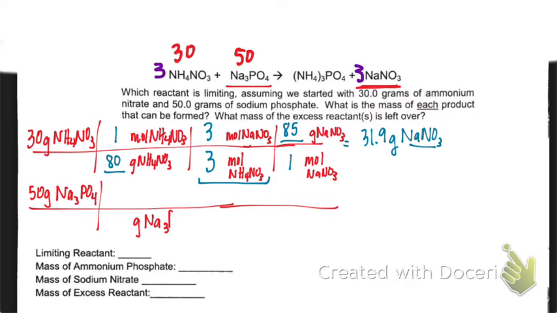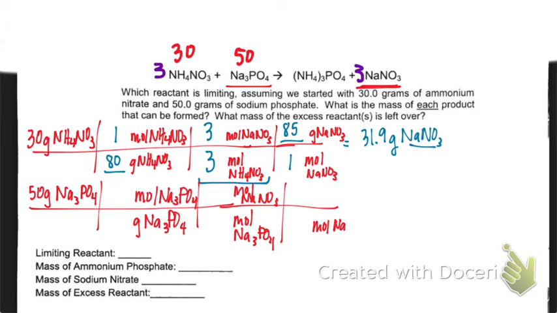Am I moving too fast or are we doing okay? Okay. I wish the compounds weren't so long. Rewriting them over and over again is annoying. Okay, we've already got the molar mass of NaNO3. Mole ratio here is actually 3 to 1.